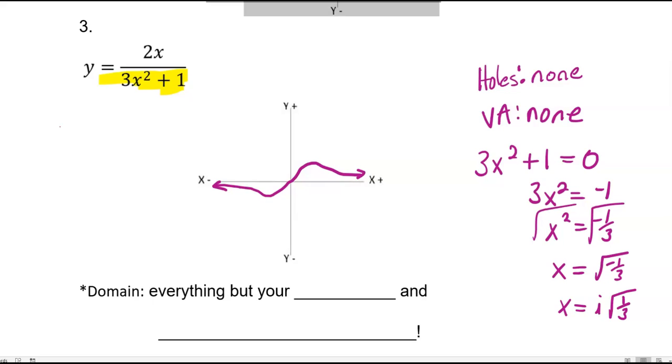Now, you're probably not going to come across many like this. I mean, they do exist. It happens. But since your goal in this course is to learn about holes and vertical asymptotes, you're probably going to see more questions that have holes and vertical asymptotes.